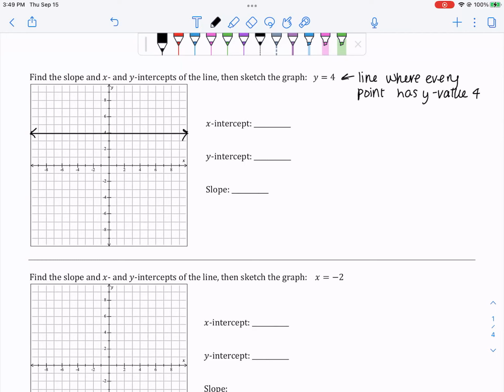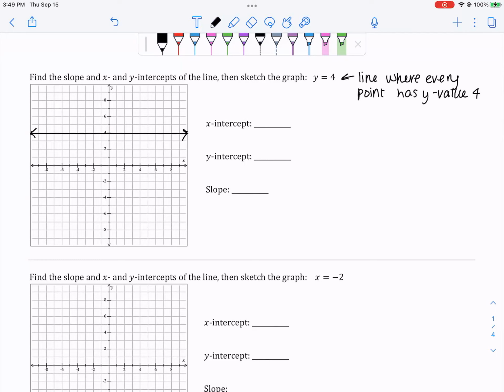Horizontal lines do not hit the x-axis unless it is the rare case where you're talking about the line y equals 0, in which case every point is an x-intercept. But for the most part, there's no x-intercept for horizontal lines. So here, it does not hit the x-axis. There is no x-intercept. The y-intercept, bam, it hits right here at 4. The y-intercept is 4.